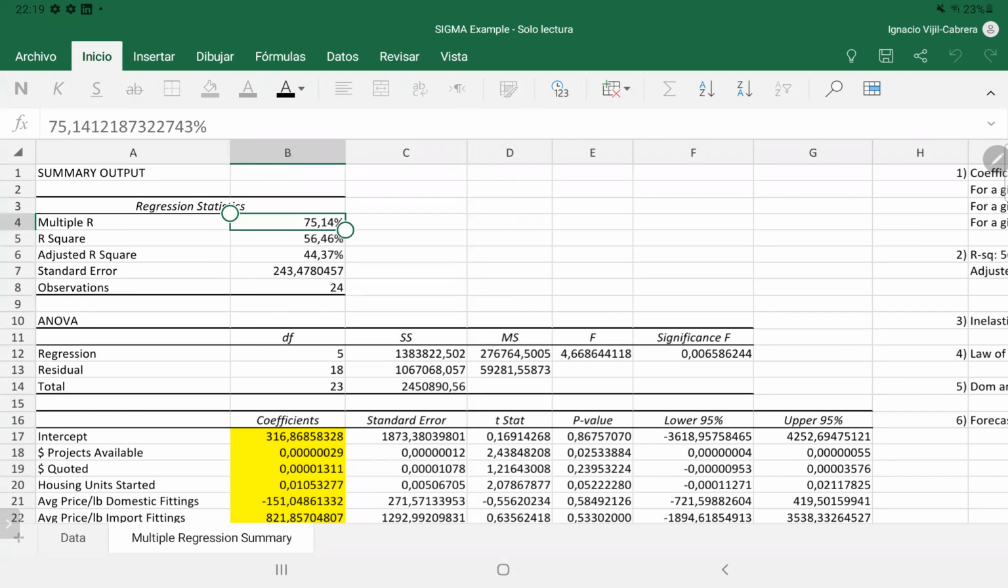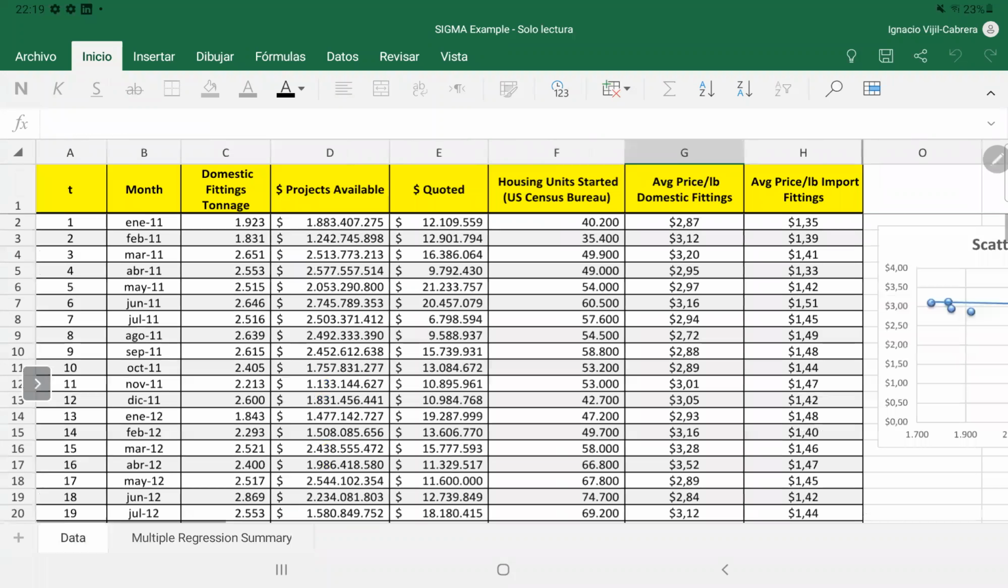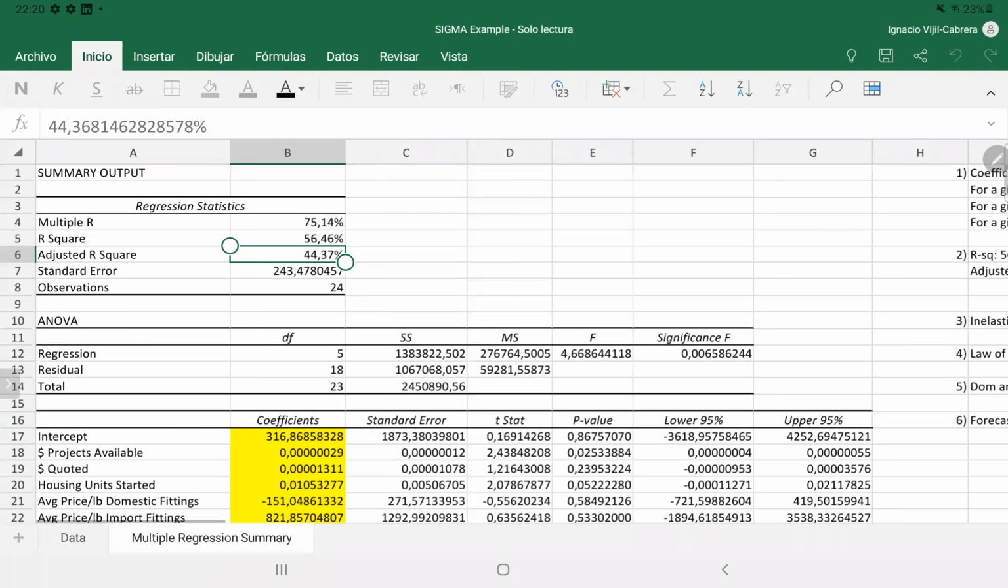What this is telling me is that the multiple R is 75%, R-squared 56%, and this is adjusted by the number of observations, 44%. This is just telling me that around 50% of how much I sold of domestic fittings is explained by the data that I've provided. So these things, projects available, dollars quoted, and so on, are just 50% of the story. That's already giving me information, right?